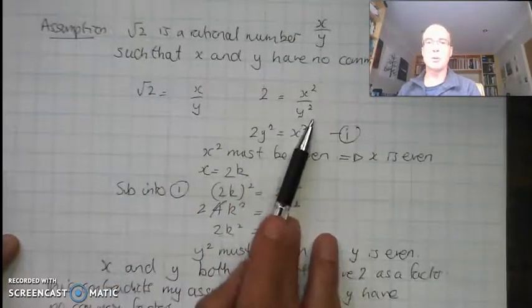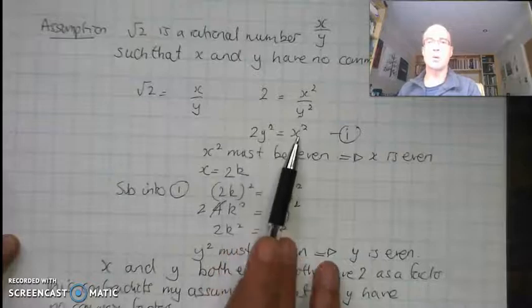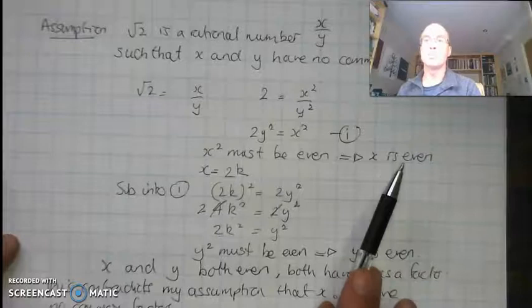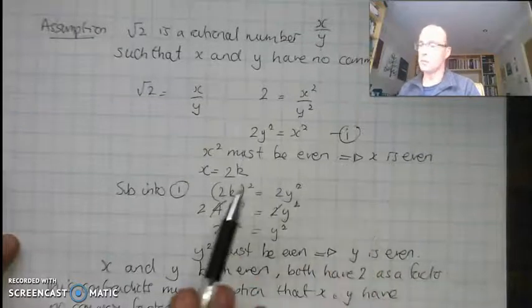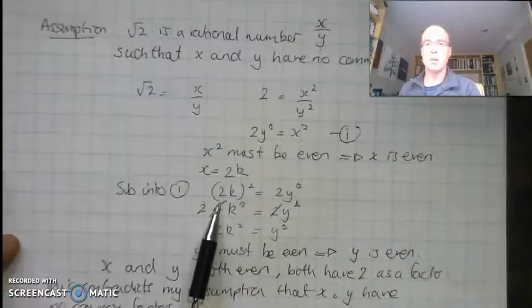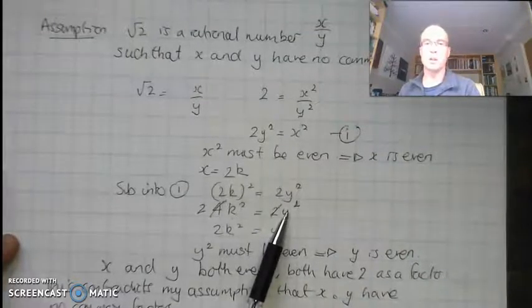We can square both sides. So 2y squared is equal to x squared. So that means x squared is even, which means x must be even. Must have 2 as a factor. We write x as 2k because we know it's even. Put it into the equation. We get 4k squared is equal to 2y squared.